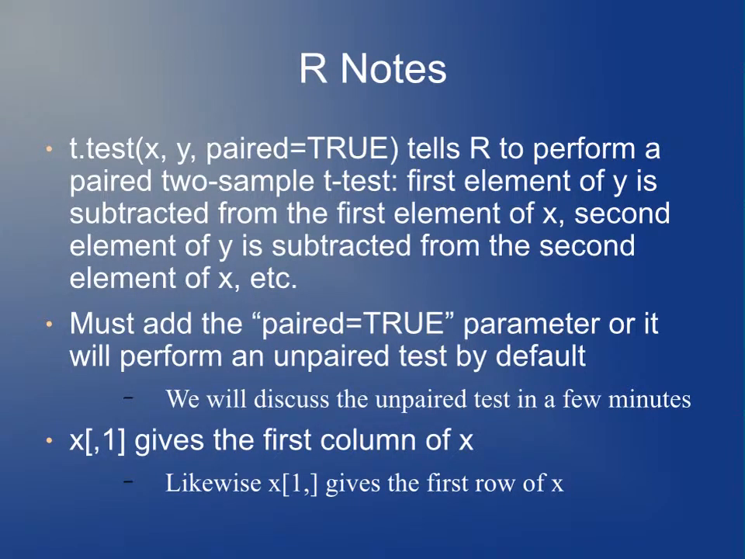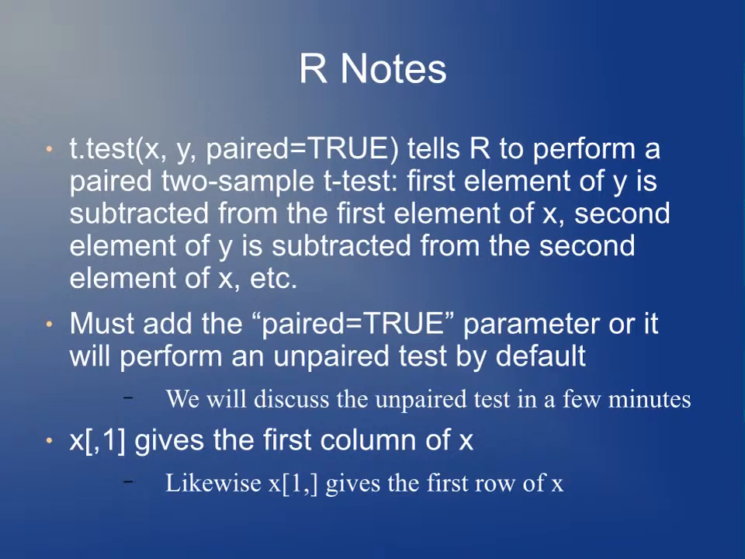In general, in R, if you say t.test(x, y, paired=TRUE), that will tell R to perform a paired two-sample t-test. The first element of y will be subtracted from the first element of x, the second element of y subtracted from the second element of x, and so on. This only works if you add the parameter paired=TRUE. If you don't say paired=TRUE, it will perform an unpaired test by default, and I'll discuss the unpaired test here in a few minutes.